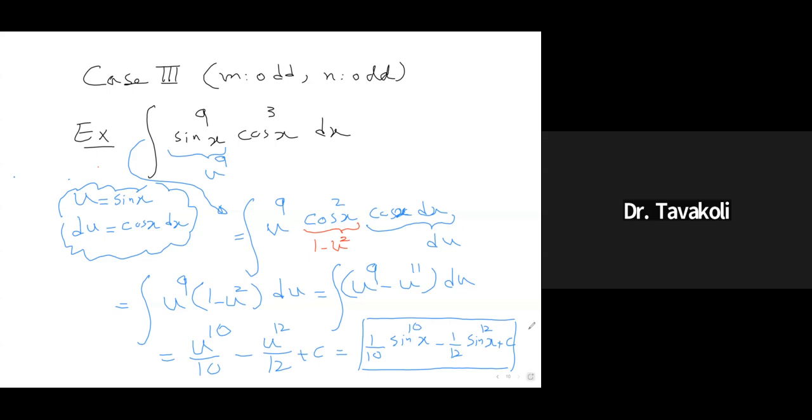The next example, oh, the next case, in fact, is when there is no odd power for x, for sine or cosine. So sine and cosine have no odd power. In other words, both of them have even power. So case 4 is the case that m is even and n is even.